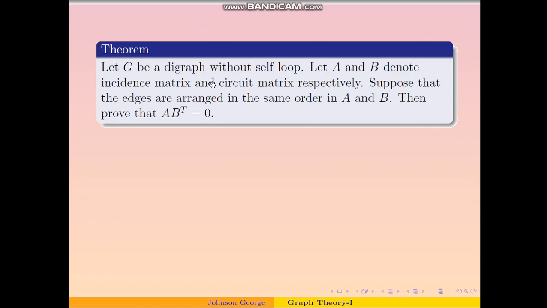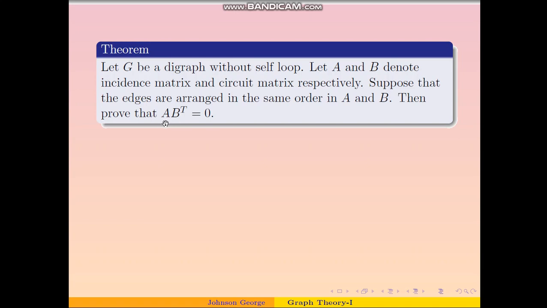Now let us, dear students, prove this theorem related to the circuit matrix and the incidence matrix of the digraph. Let G be a digraph without self loop, A be the incidence matrix of the digraph, and B be the circuit matrix of the digraph. Now suppose that the edges in the circuit matrix and the incidence matrix are arranged in the same order, then we have to prove that AB transpose is equal to 0.